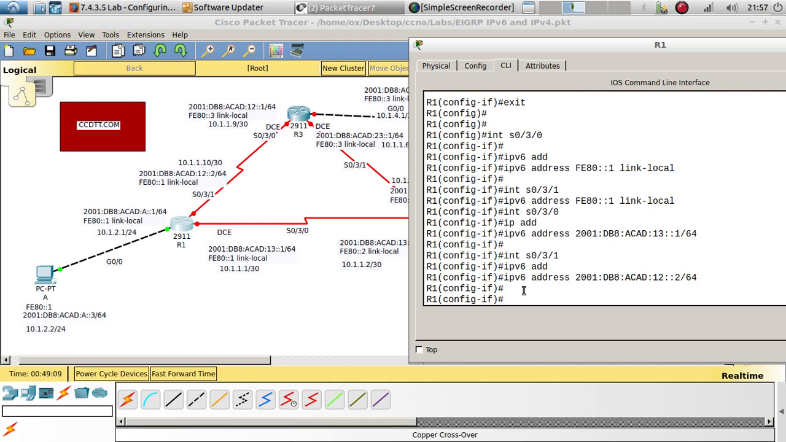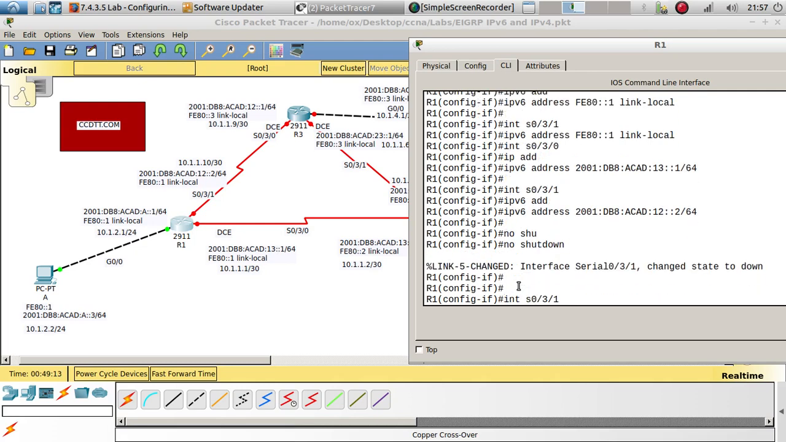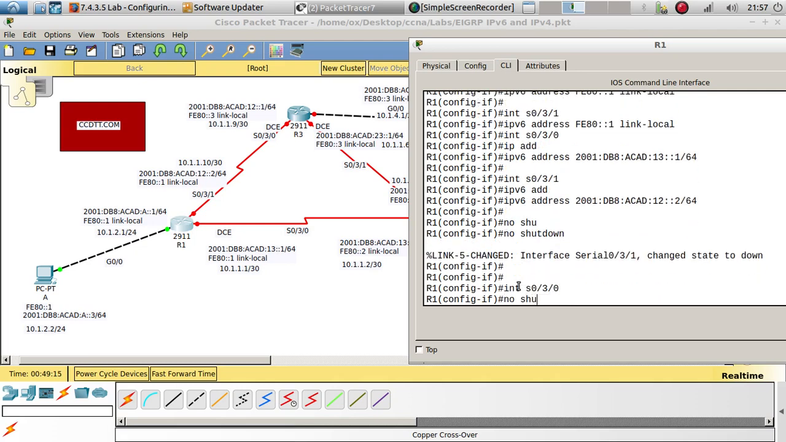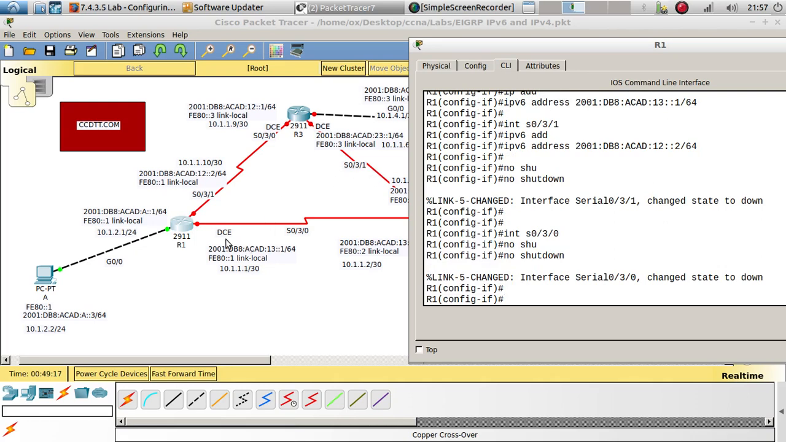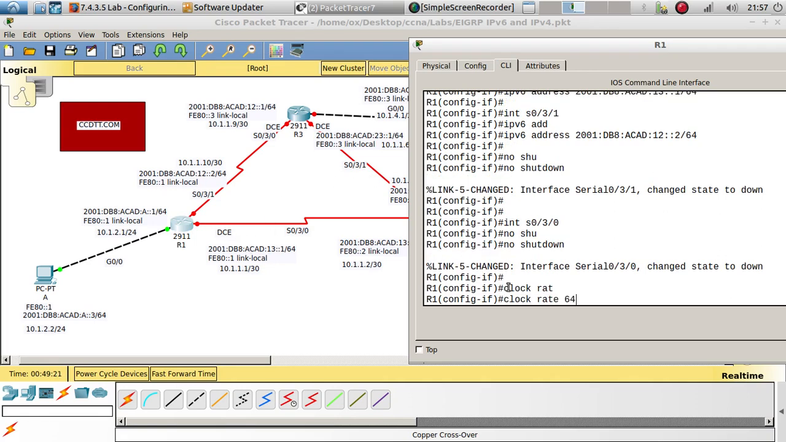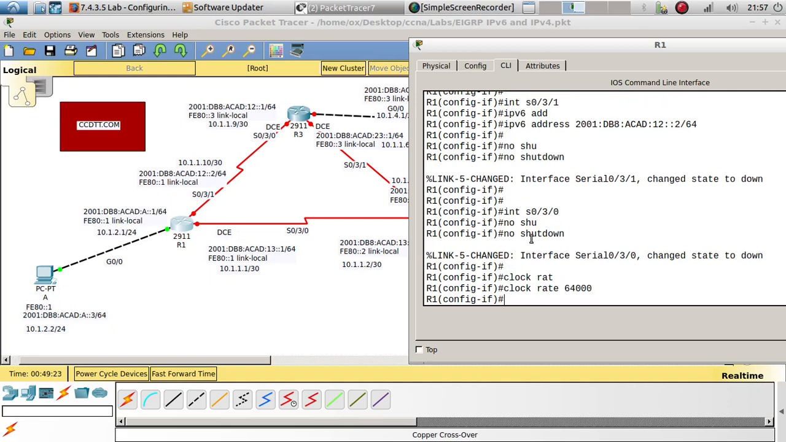What I could do now from this one is a no shutdown, and let's also go to this one and do a no shutdown. And this one is a DCE, so we need to do a clock rate 64000. That looks good. No shutdown, 64000, so that's good. Now let's exit out of here.